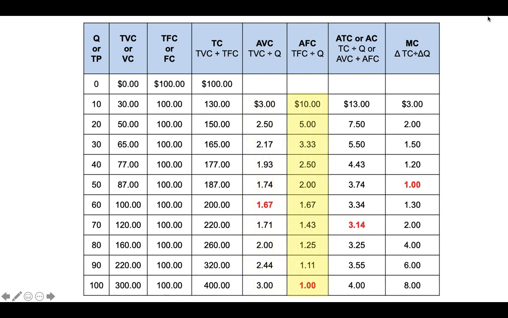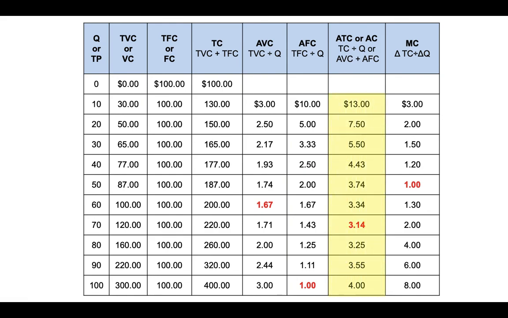Now, average fixed cost is going to be this fixed cost column divided by my output. So it's $100 every time, just divided by successive units of output. Here, $100 divided by 10, that's $10. $100 divided by 20, that's going to be $5. $100 divided by 30, that's $3.33, on and on and on. Average fixed cost is always going to decline over time because fixed costs don't change, and as I produce more and more, I'm dividing by bigger and bigger numbers. So this number is going to get smaller and smaller down the table.